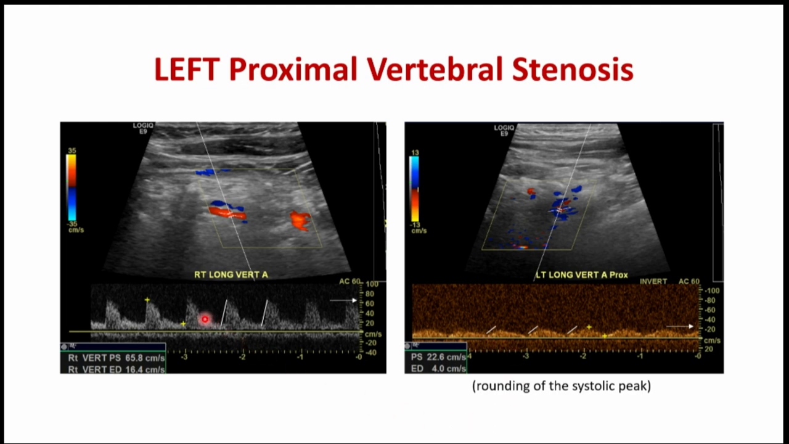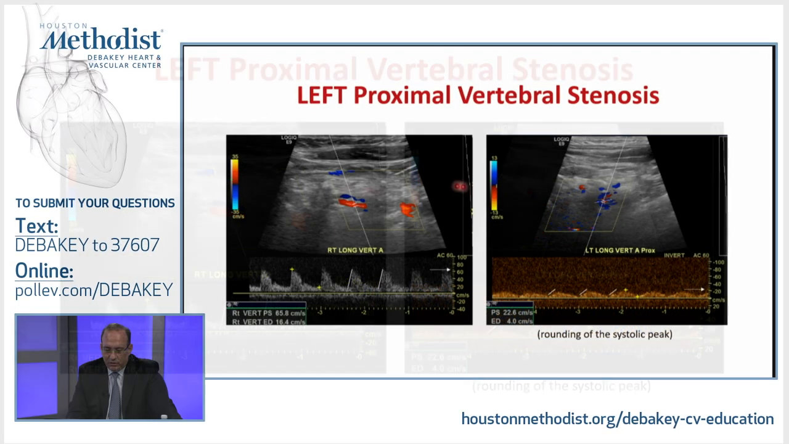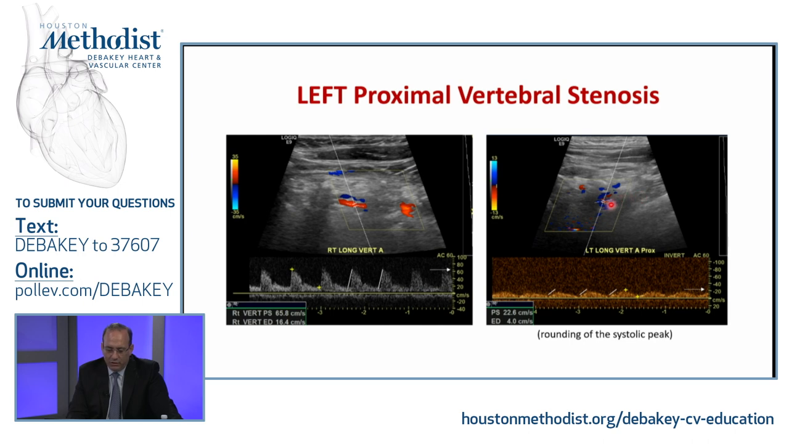Again, look at the right side. Peak systolic upstroke, almost brisk. And then you have a classic low resistance waveform. What happens on the left side? Okay. Very delayed waveform with a rounded peak and dampened waveform, very low peak systolic flow. So again, you look at the picture, this may be a hypoplastic vertebral or a vertebral that has a significant stenosis at its origin, given the fact that there's still a diastolic low resistance component.